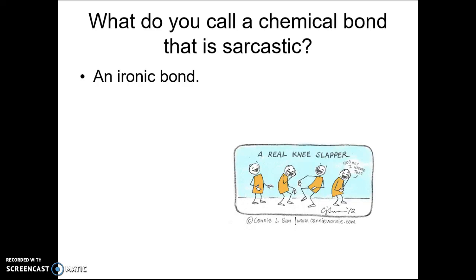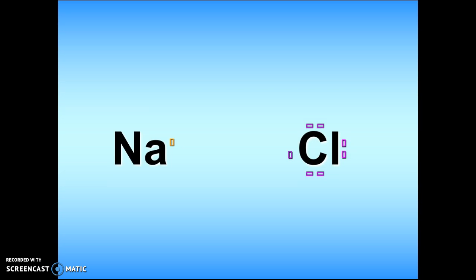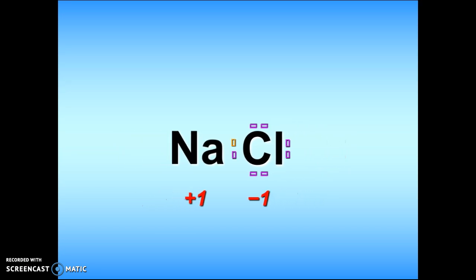All right, moving on. Let's take a little bit closer look at ionic bonds. Here again, we have the sodium, we have the chlorine. Sodium with 1 valence electron, chlorine with 7. Sodium loses its valence electron, chlorine gains it. Sodium now has a positive 1 charge, chlorine a negative 1. They attract each other and form the bond and form sodium chloride.